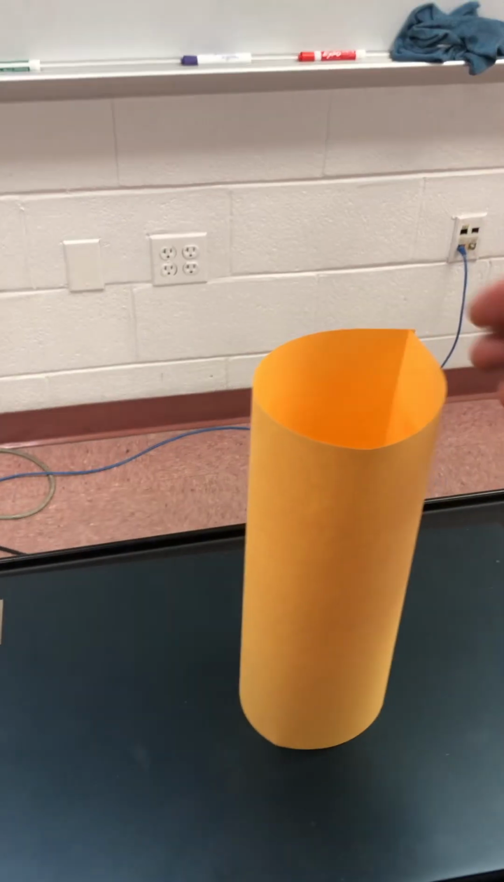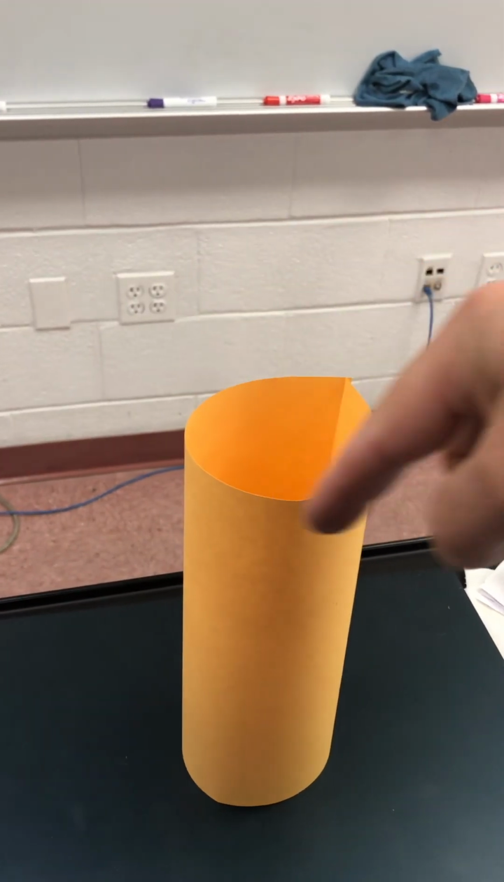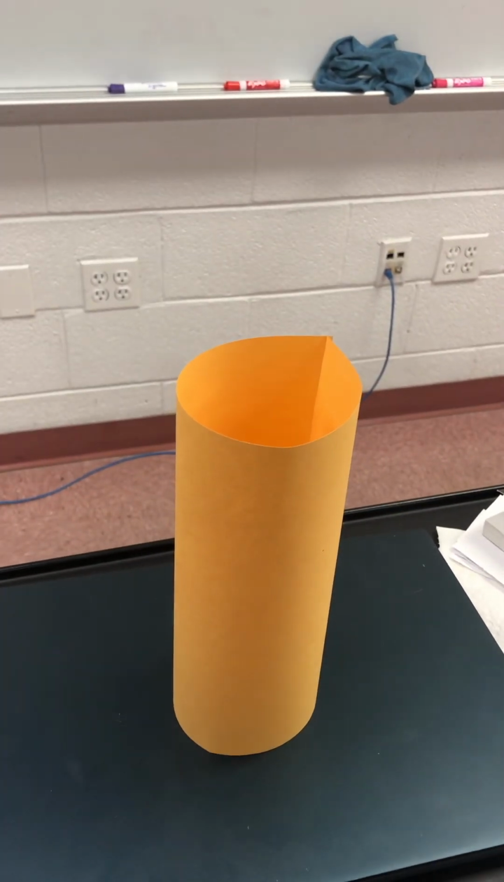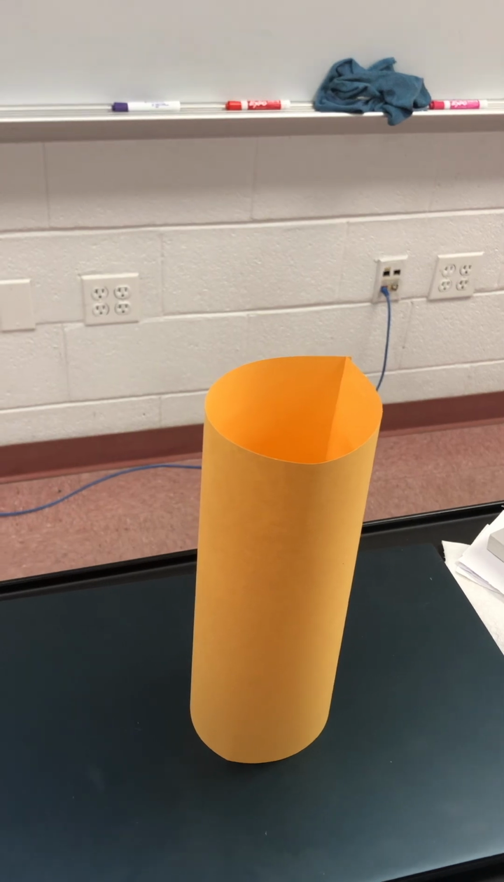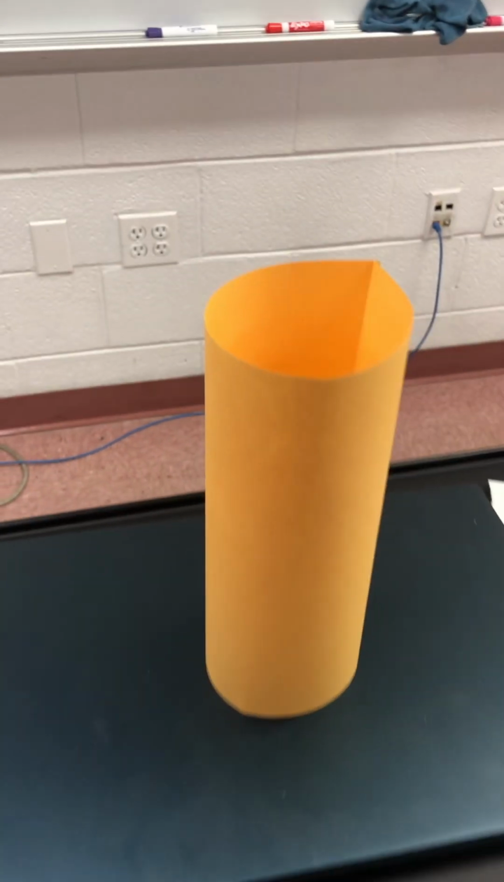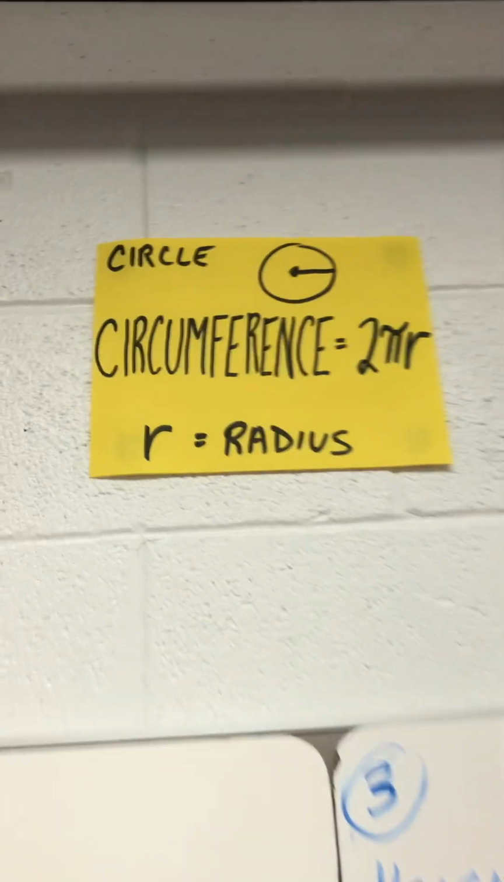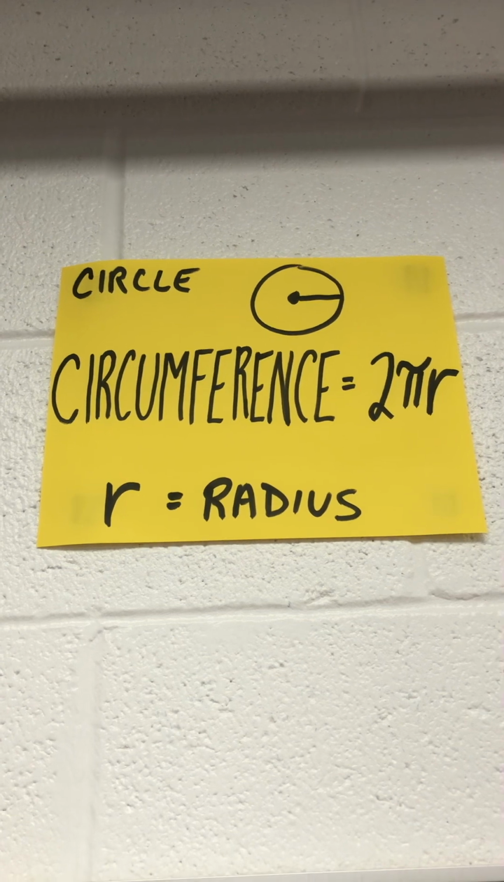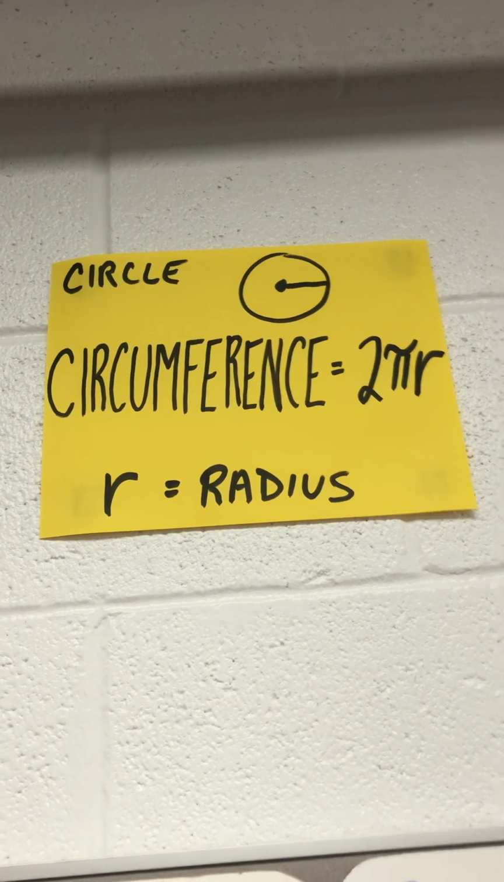Now, if this is a cylinder here, what's first of all the distance around the circle? The distance around the circle is called the circumference, right? Now wait a minute, what's the formula for circumference? The formula for circumference is 2 pi r, right? 2 pi r is the formula for circumference.